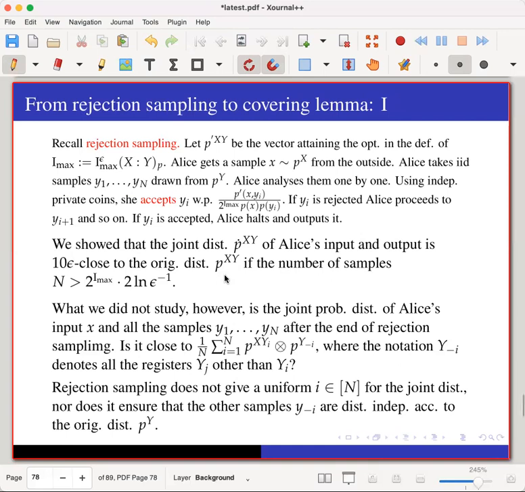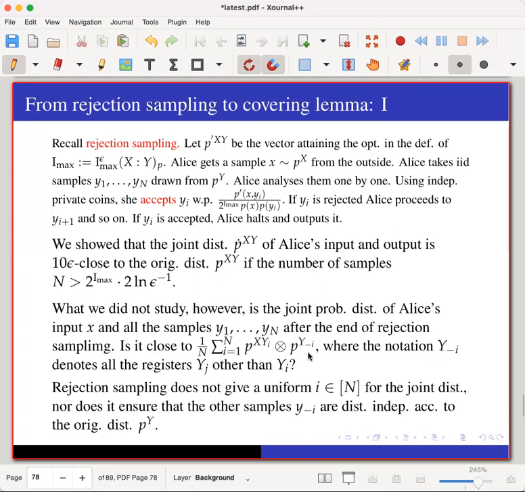But what we did not study in the last class, and which is important in other applications, is the joint probability distribution of Alice's input X and all the samples Y1 to Yn after the end of rejection sampling. So what do I know? Suppose Yi is accepted by Alice. I know that the joint distribution of X and Yi is close to the Pxy. Okay. So the joint distribution on X and Y of the protocol is P dot. It's close to the original distribution.